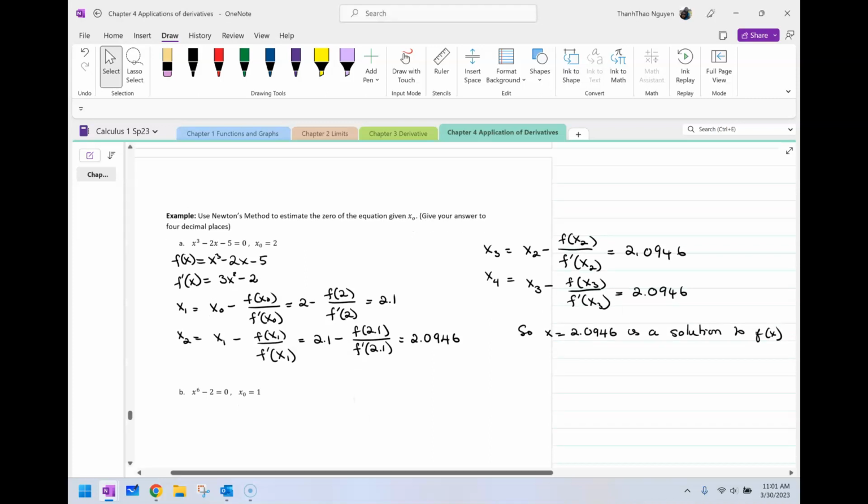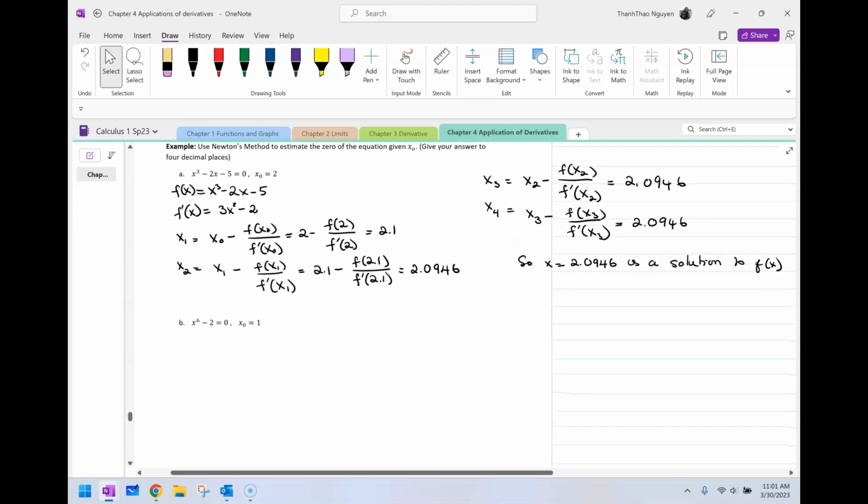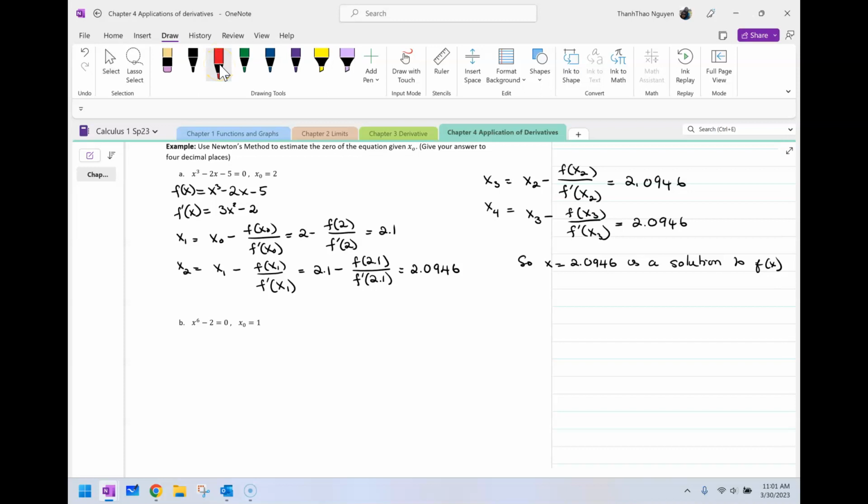Let's take a look at the next problem. Here we have x to the 6 minus 2 equal to 0, and we are given x naught equal to 1. Another way of phrasing this problem is to find the sixth root of 2. Okay, that's another way of phrasing it. Go ahead and solve this.